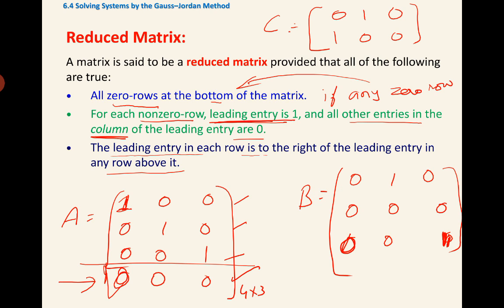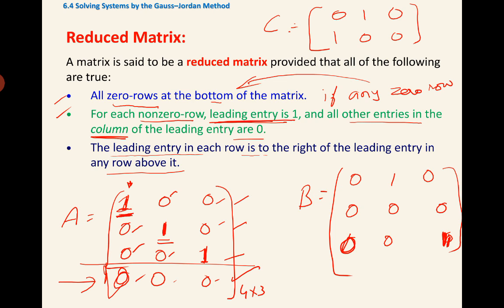Second point is going on. And all other entries in the column. See, in this column of this 1, this is the column 1, isn't it? All the entries are zeros. Okay, that's good. Second row, this is the leading entry 1, and all the column elements are zeros. Third row, this is the leading element 1, and all the column elements are zeros. Now we have checked first two conditions for matrix A.